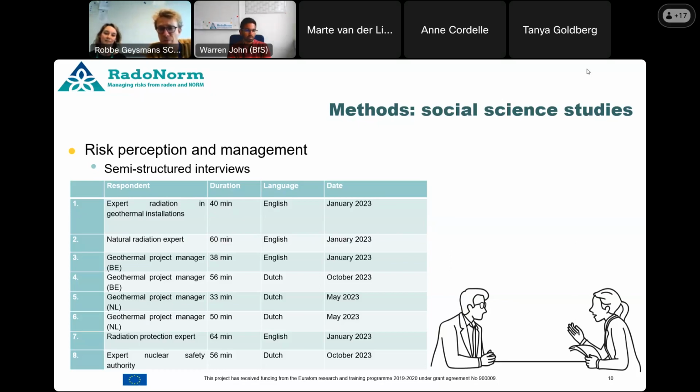Qualitative methods. First and foremost, we used semi-structured interviews with 8 different respondents from the Netherlands and Belgium, talking with them about how they perceive this risk. How do they perceive potential other risks related to the geothermal installations? How are they managing it? What kind of room for improvement could there be? These interviews were conducted about a year and a half ago and lasted more or less 1 hour each.